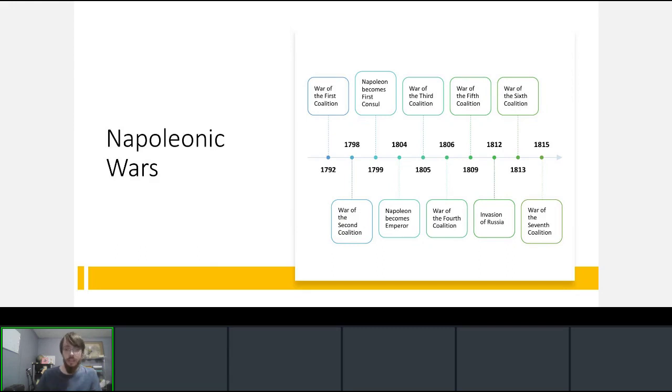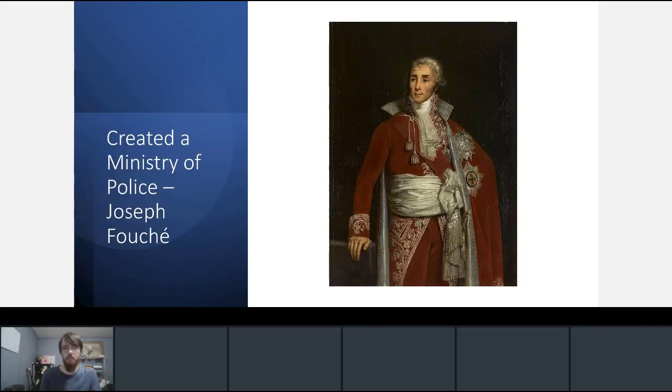So you have the war of the first, second coalition. Then 1799, Napoleon becomes first consul. Then we got these other wars of the third, fourth, fifth coalition, the sixth coalition, and the seventh coalition is the one that's finally going to completely defeat Napoleon, but it takes him several different times. And so without going into detail about all those different wars and the specifics there, Napoleon is going to make a huge amount of changes at home in France.